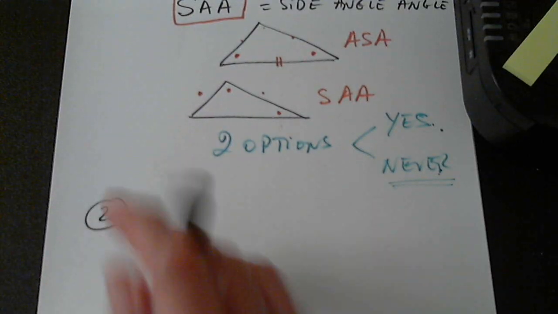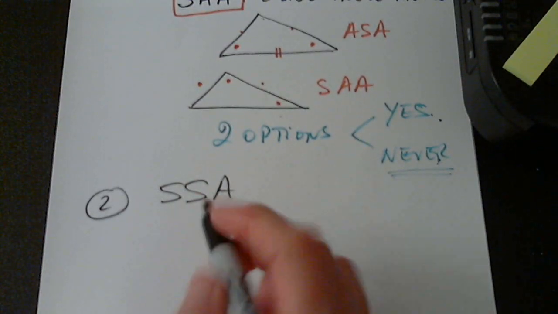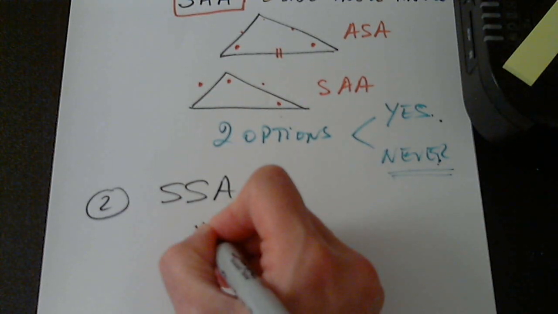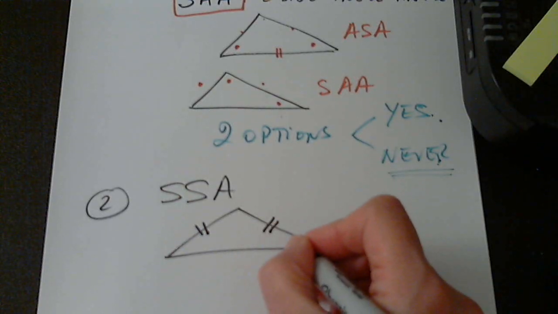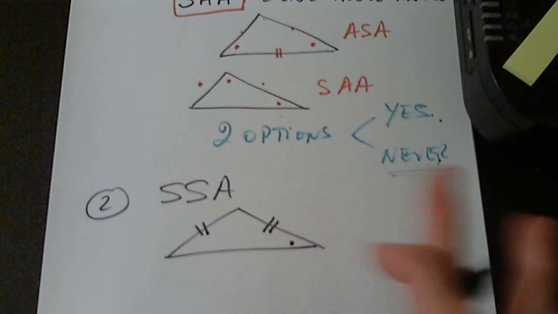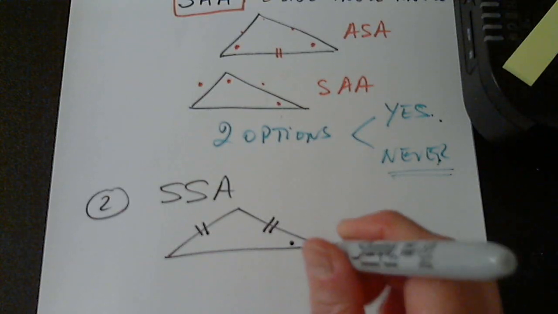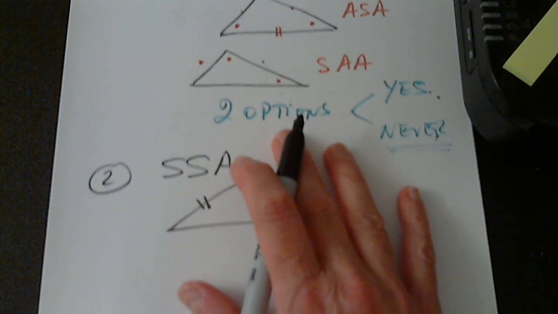The second possible case, side, side, angle. What does it mean? I'm given a side, and I'm given the angle in this order. Or here, side, angle, it doesn't matter. But two sides and the angle. What are the options here?